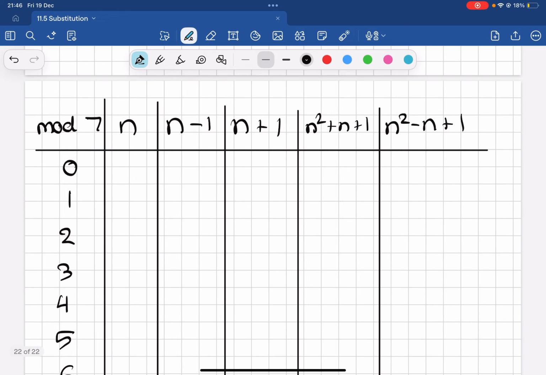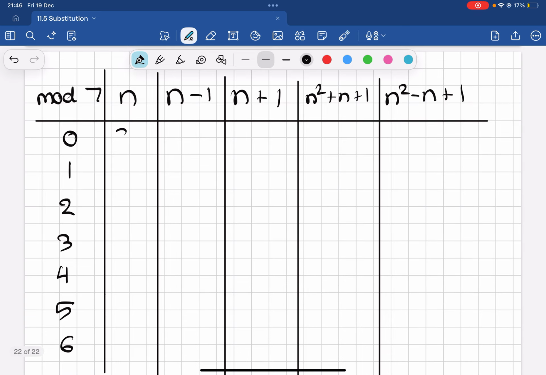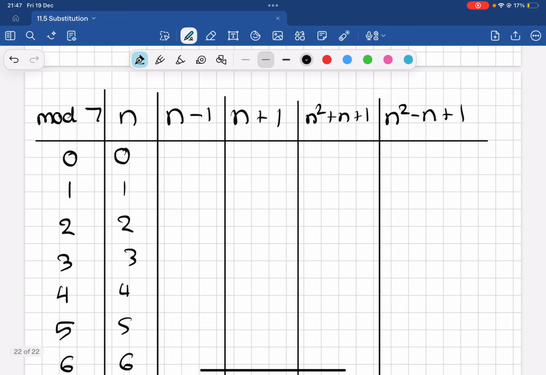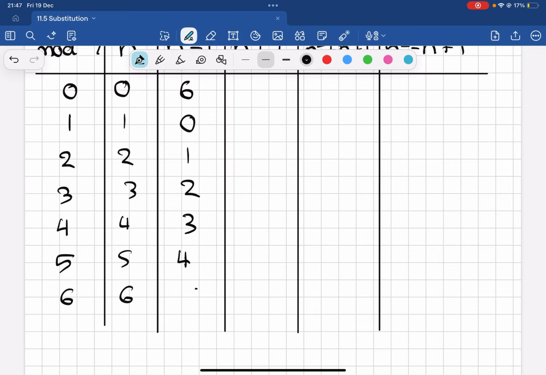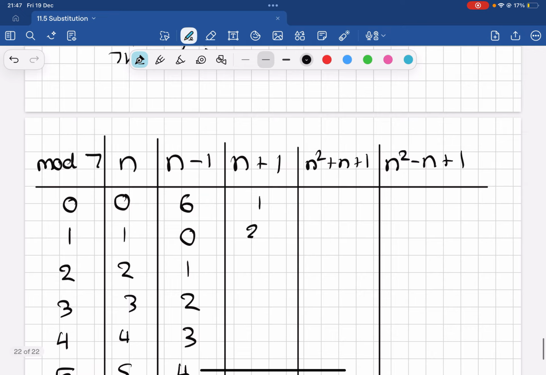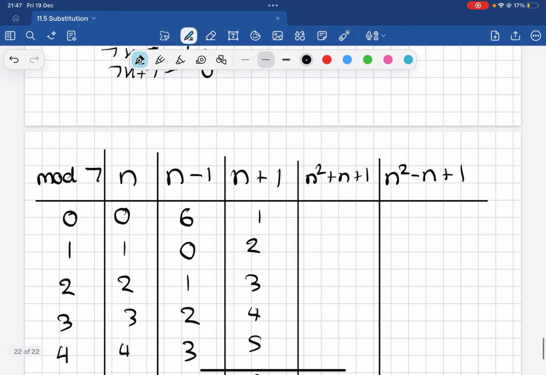So we've got n as 0. For the term n, we have 0, 1, 2, 3, 4, 5, 6. For n minus 1, we've got 0 minus 1, which is minus 1, which is congruent to 6. Then 1 minus 1 is 0, 1, 2, 3, 4, 5. For n plus 1, we've got 1, 2, 3, 4, 5, 6, and we've got 7, which is congruent to 0 when we deal with mod 7.